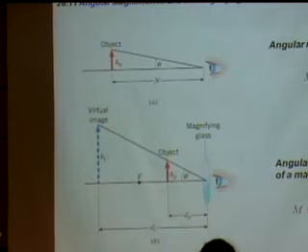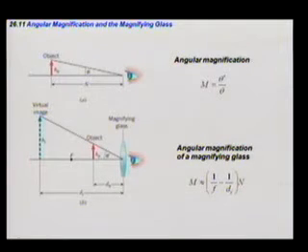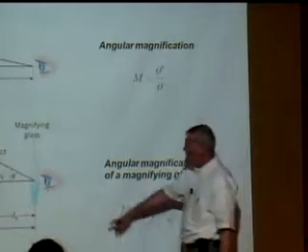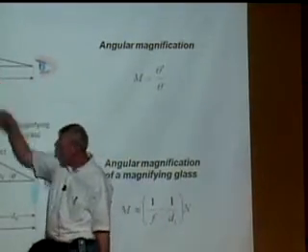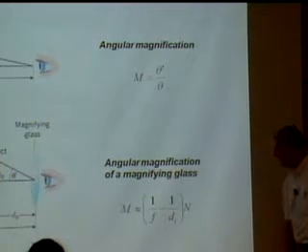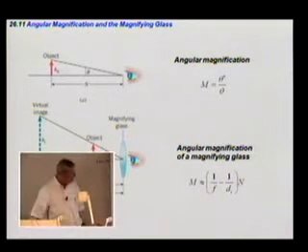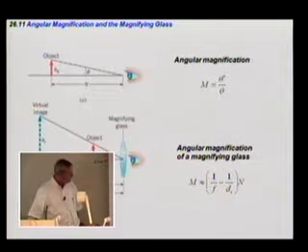And the angular magnification: you take the new angle theta prime divided by the old angle theta, and that's your magnification. For just a regular magnifying glass, here it is: it's 1 over the focal length of the magnifying glass divided by the distance of the image. You might be going, well, what the heck happened to the distance of the object? I'll tell you.